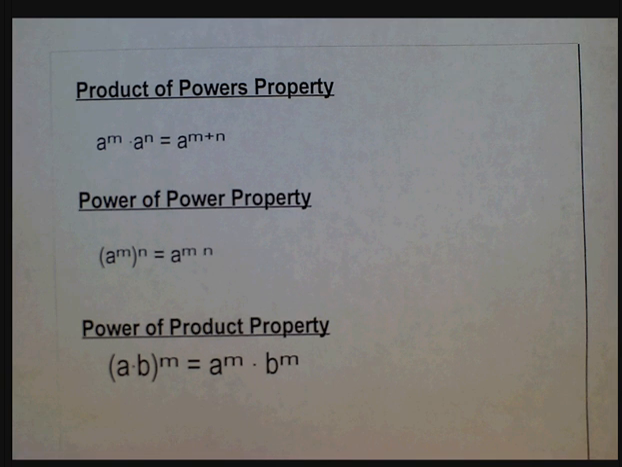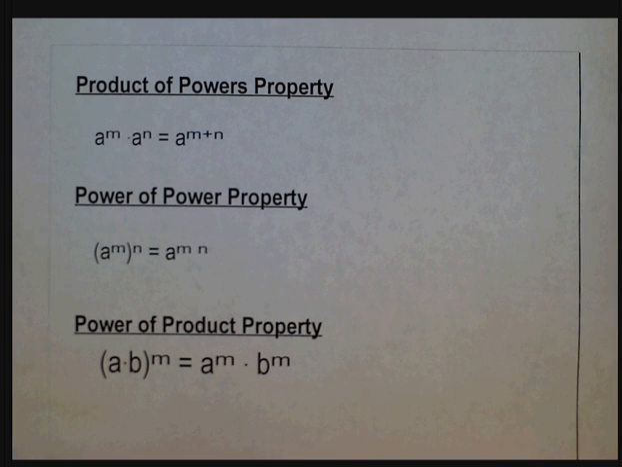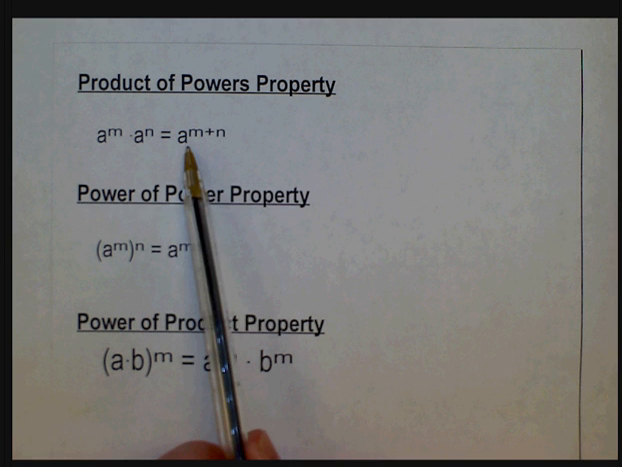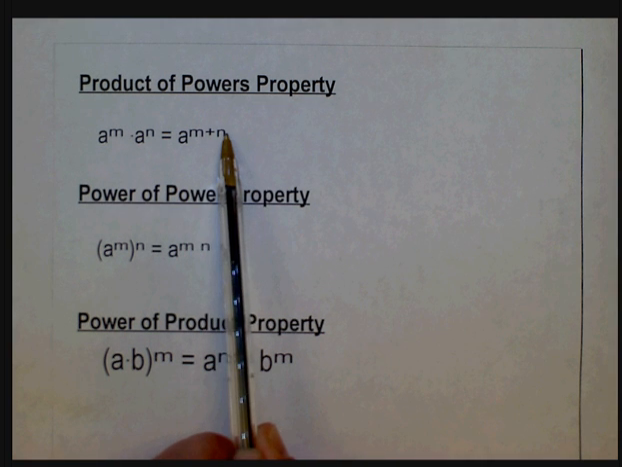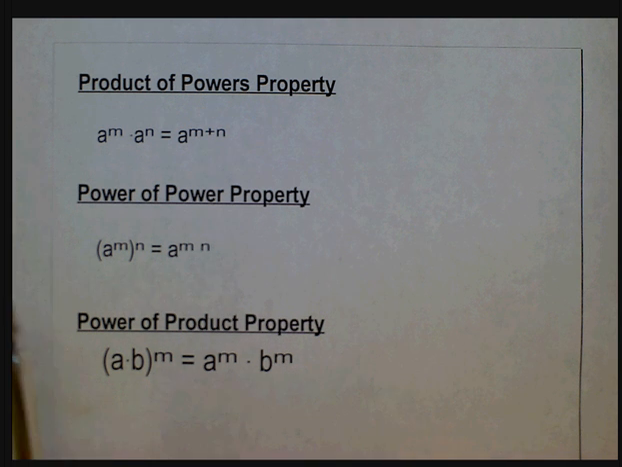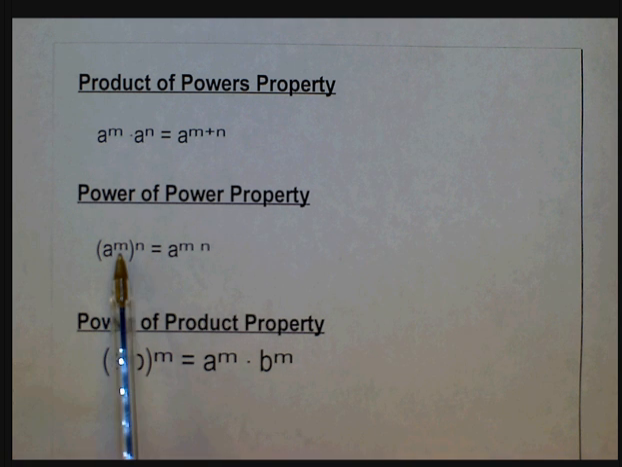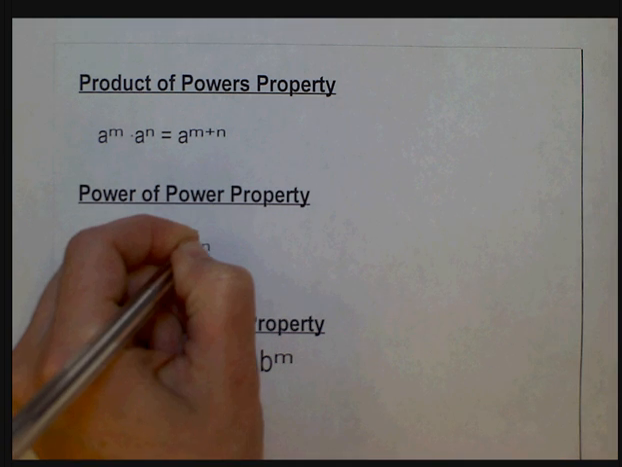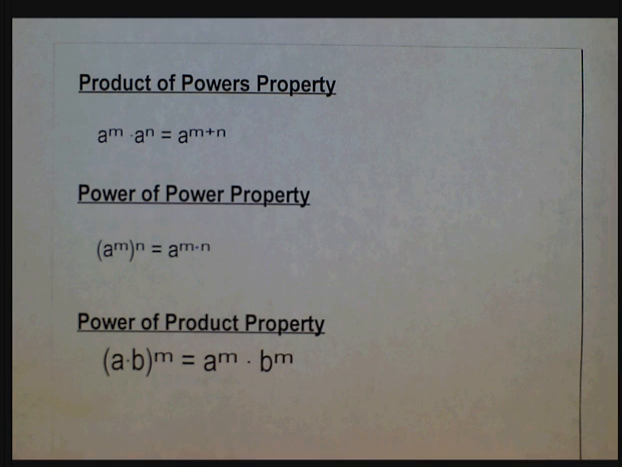So let's review our product of a power property, which says if I have like bases being multiplied, I keep the base and I add the exponents. My power of a power property says if I have a power raised to a power, then I keep my base and I multiply my powers. So a lot of times I'll put a little dot in there to represent the multiplication.